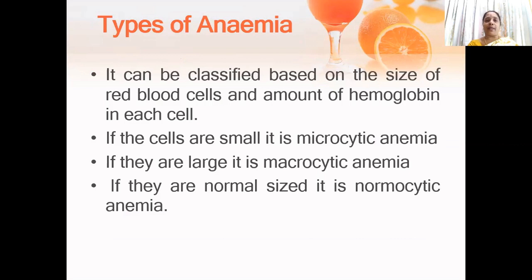What are the types of anemia? Anemia can be classified based on the size of the red blood cells and the amount of hemoglobin present in each cell. If the cells are small, it is microcytic anemia. If the RBCs are large, it is macrocytic anemia. And if they are normal sized, it is normocytic anemia.